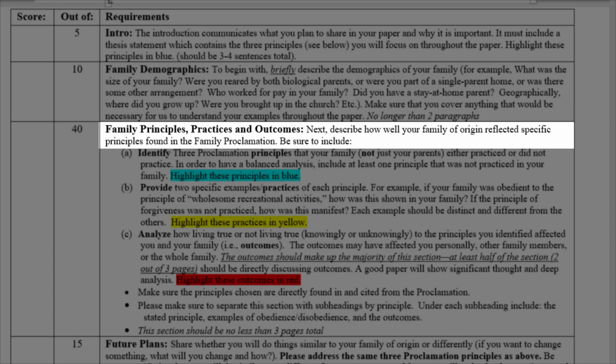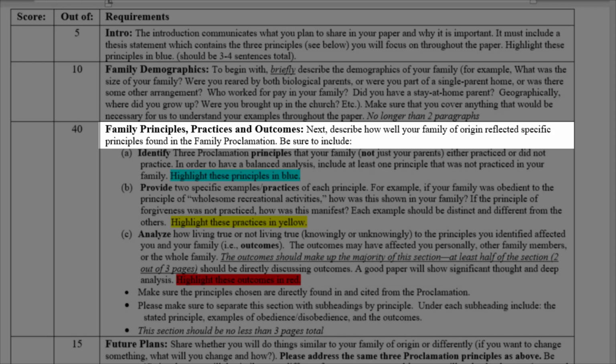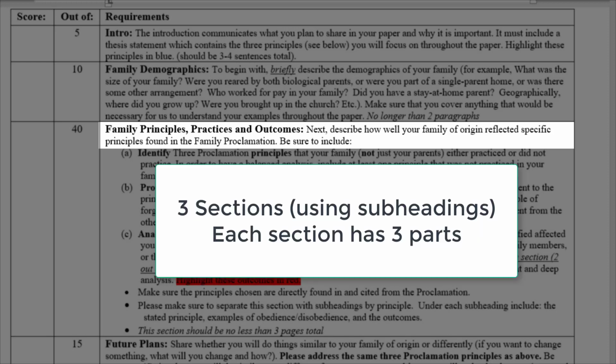Then the bulk of the assignment is here. Pay careful attention to the formatting in this section. We'll show you an example of this formatting at the end of the video, which should put you at ease. In this section, you'll want to have 3 sections separated by subheadings. Each of those sections will have 3 parts.